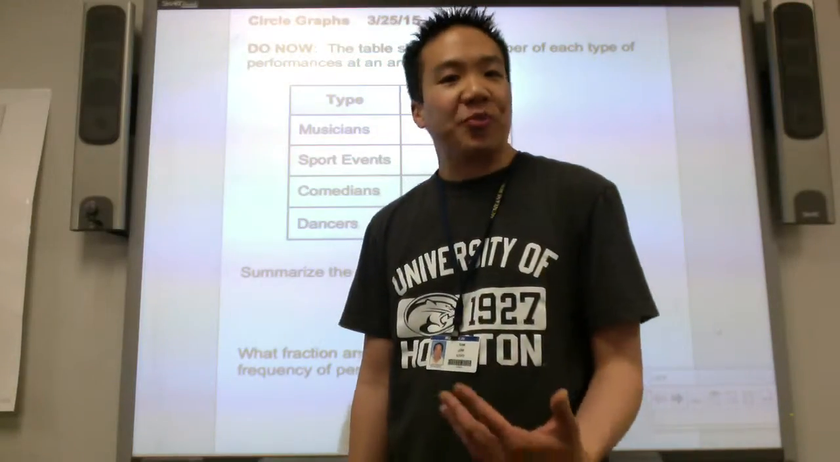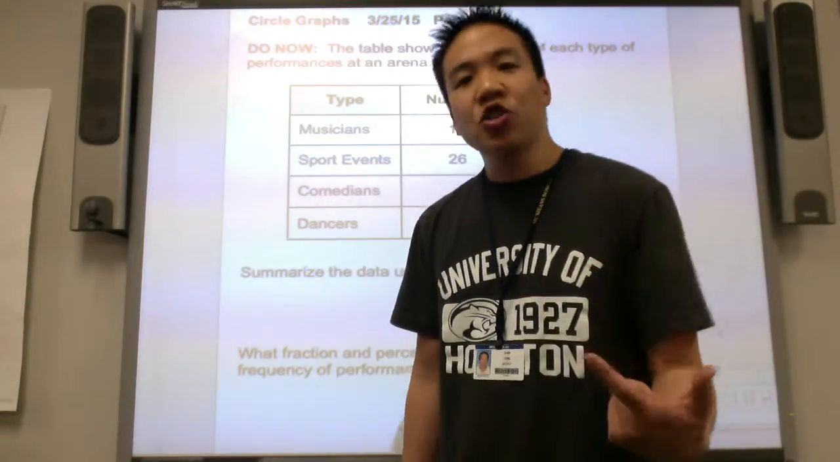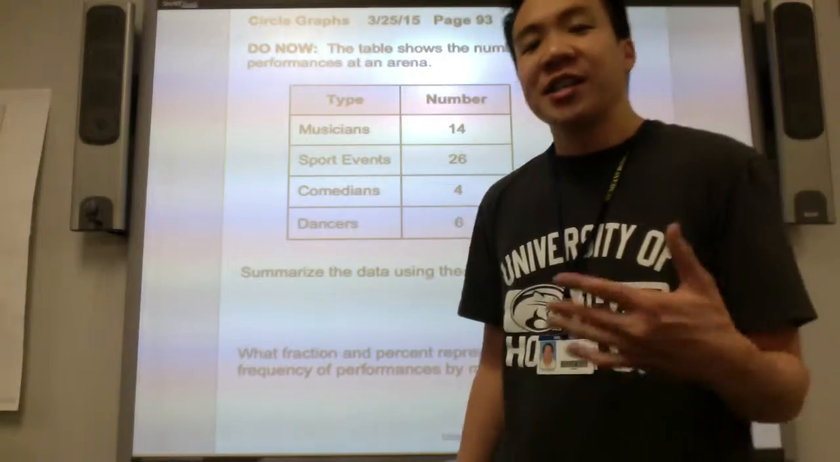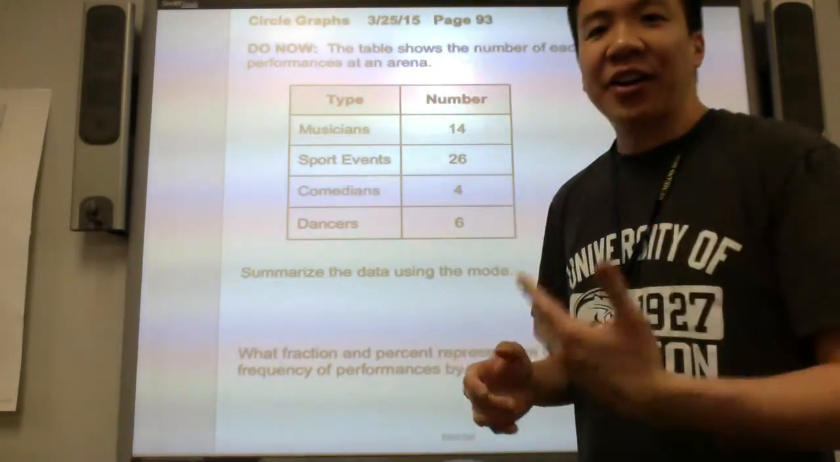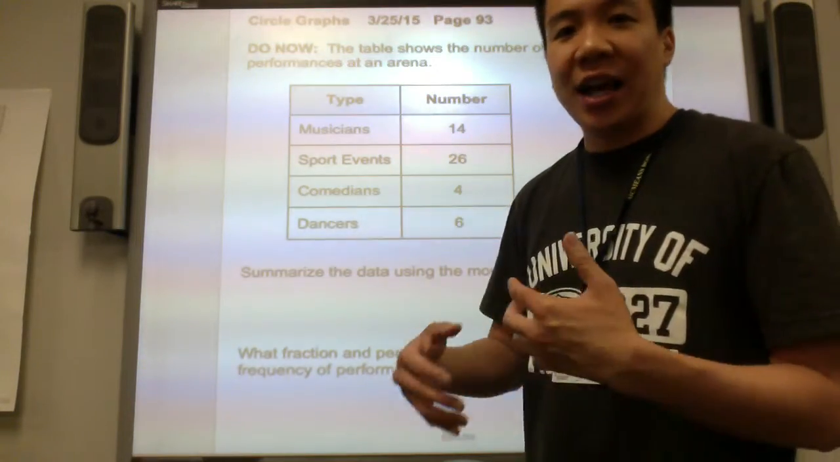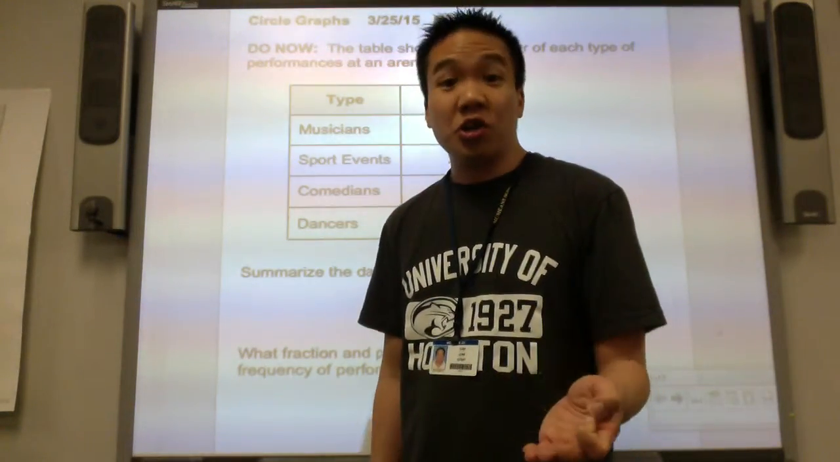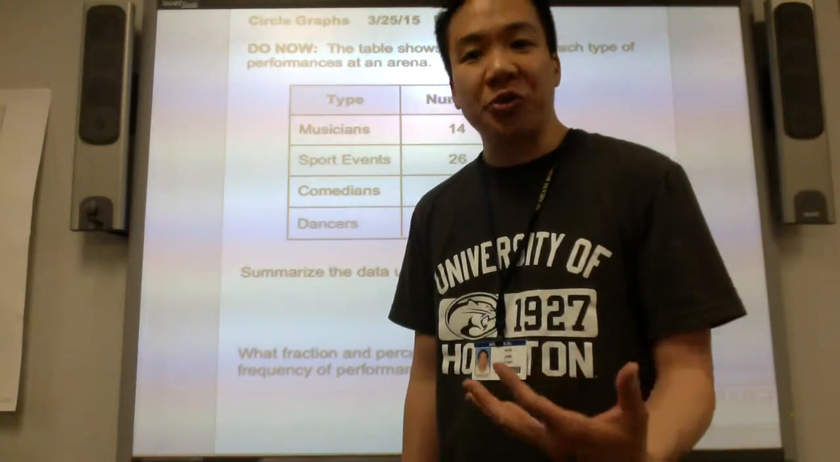We're going to talk about circle graphs, but before we do, let's go over our previous lesson, which was summarizing categorical data. You say, what? I mean percents: how to find the percent and generalize something. It could also be called relative frequency.